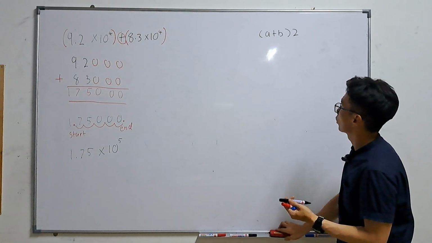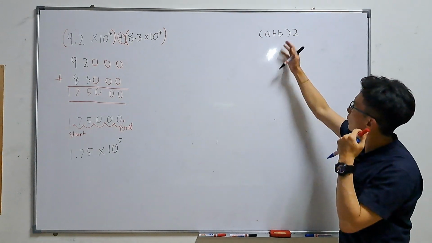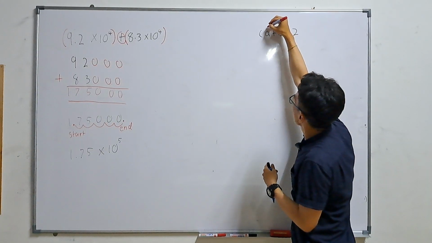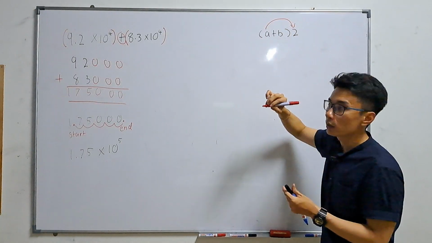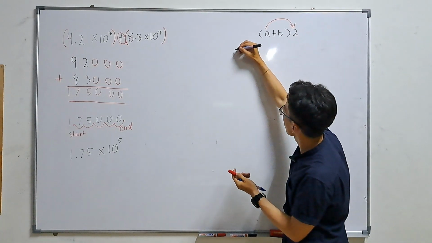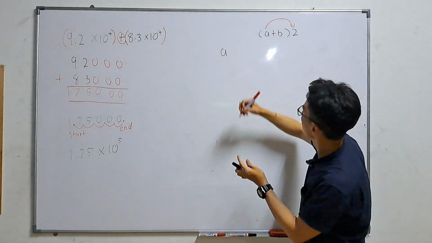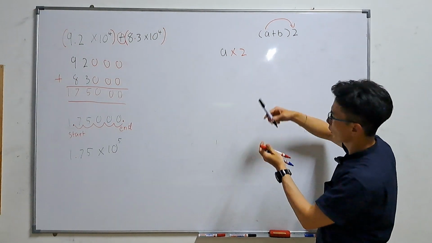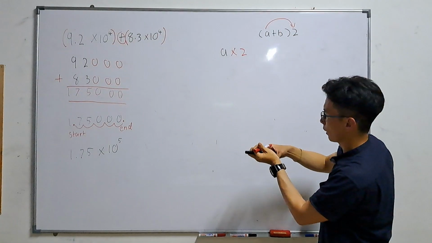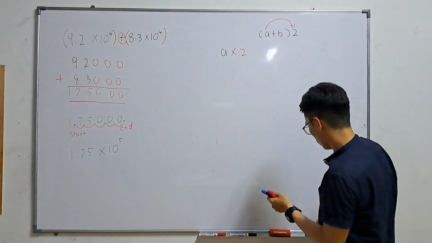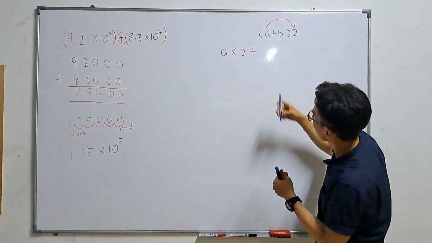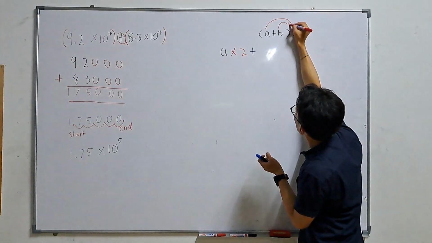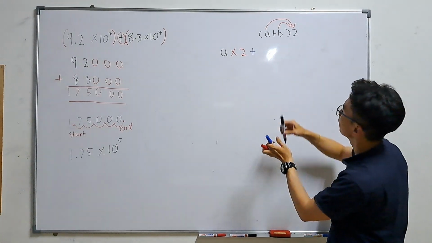Now, let's take a look over here. Okay, now same thing over here. If I want to expand this, all right, I can write as A times 2, right? So A times 2, I can write as A times 2, okay? And then similarly, the operation here is an addition. So I'm going to write an addition over here, okay? And then I have B times 2. So I'm just going to write that down.